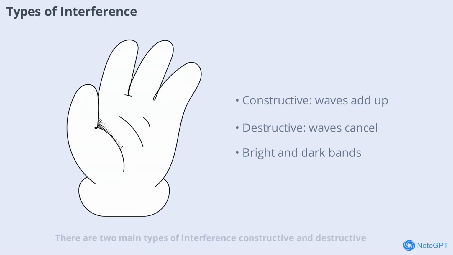There are two main types of interference: constructive and destructive. Constructive interference happens when the crests of two waves align, making the resulting wave larger and brighter. Destructive interference occurs when a crest meets a trough, causing the waves to cancel each other out and produce darkness. These two types of interference are responsible for the alternating bright and dark bands seen in many wave optics experiments.